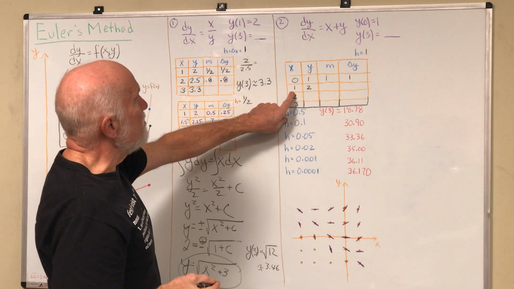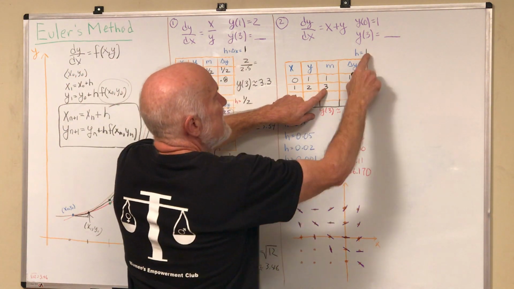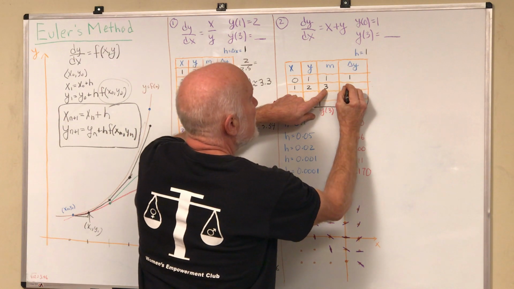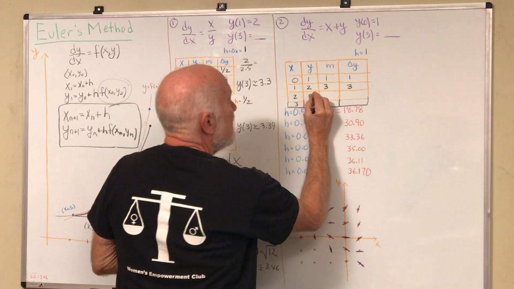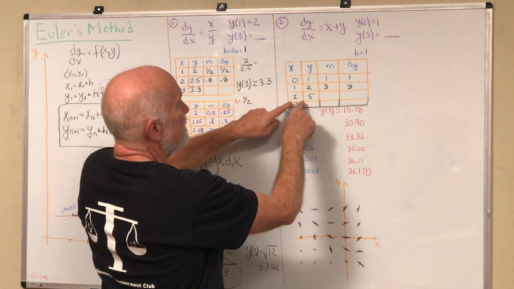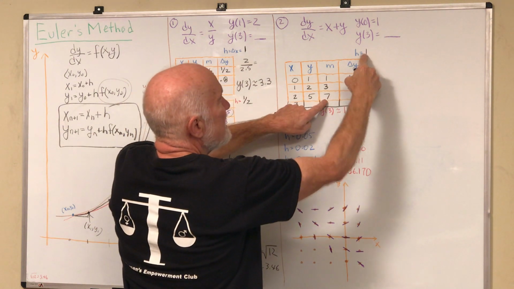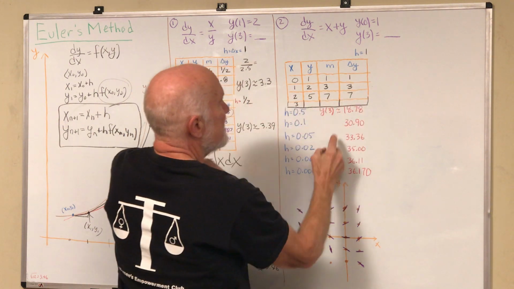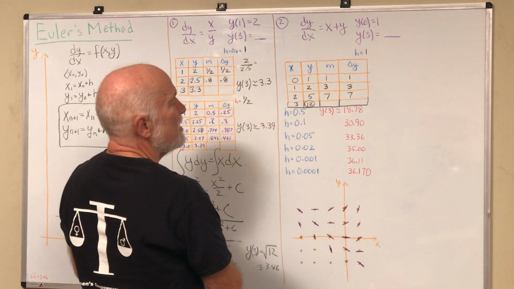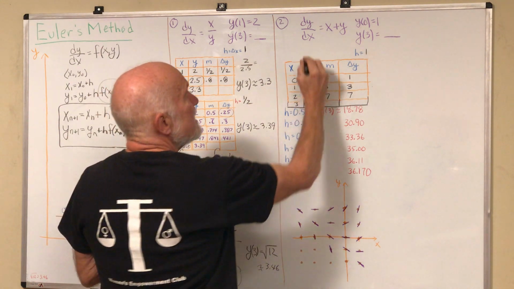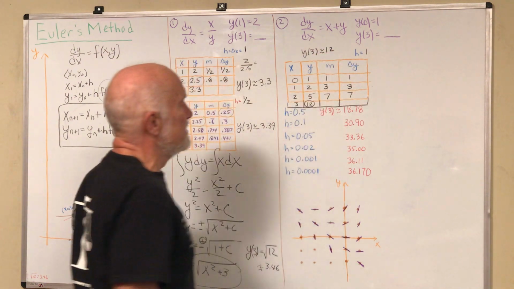Now, what does the new slope become? X plus y would be 3. 3 times 1 is 3. So this was 2, it becomes 5. 2 plus 5 is 7. 7 times 1, 7. It was 5, it becomes 12. So we would say that y of 3 is approximately 12.